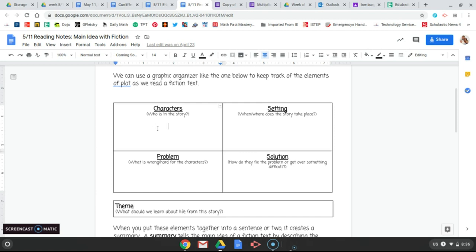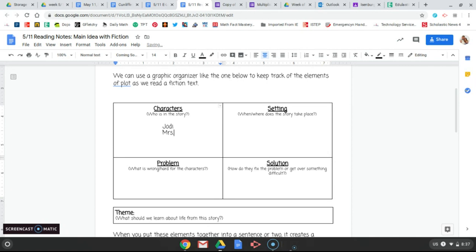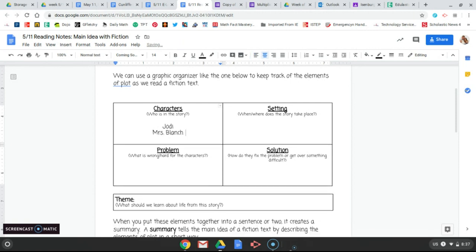All right, so let's check our understanding and make sure we remember what we read. The characters in the story, I would say Jody, and I would also add Mrs. Blanche because she became an important person in the story once we got to the end. She was part of the solution. All right, so the setting: the entire story takes place in the same spot. Let me make my text a little bit bigger so it's easier for you to see. There we go. The setting was outside Jody's house.